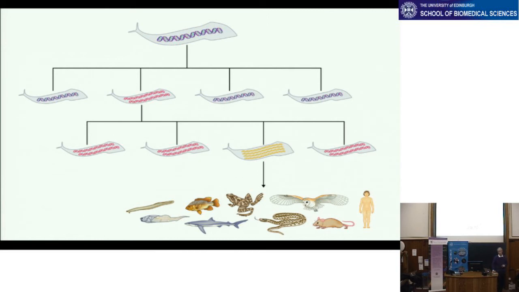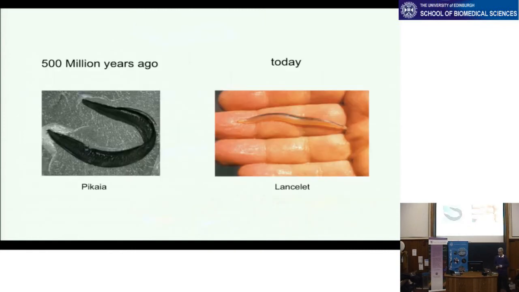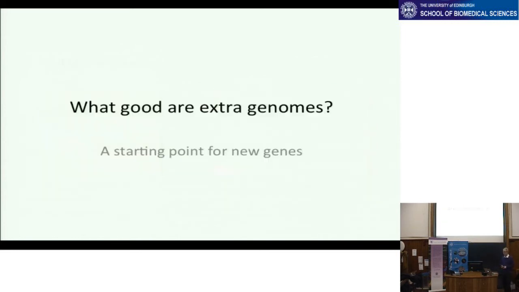You might ask yourself, whatever happened to its siblings? These other guys here. Well, I'll show you a picture of them. There they are. They're alive and well today. The lancelet, or Amphioxus, and there is a Pikaia fossil over there, a very rare and wonderful fossil. So clearly there was something very advantageous to having those genomes, and now I'm going to ask this simple question: what good are these extra genomes?